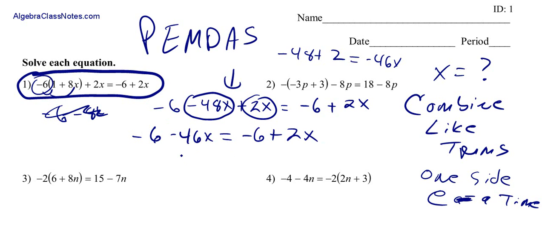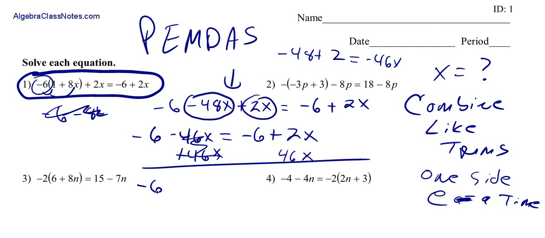We'd like to work with positive coefficients, so I'm going to add 46x to both sides. Would I get a different answer if I subtracted 2x from both sides? No. So now these disappear. So now I'm left with -6 is equal to -6 plus 48x.